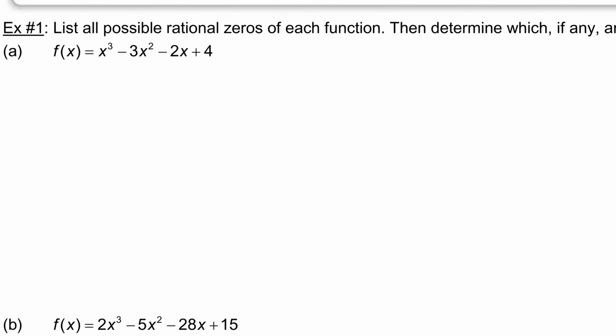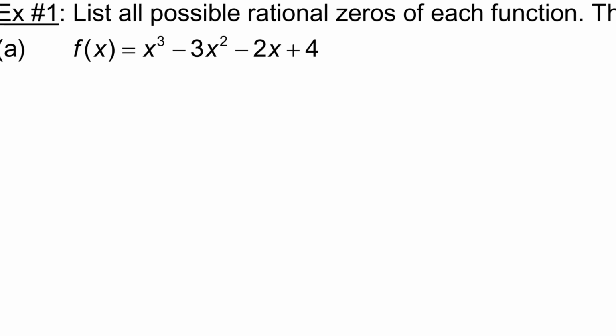So, let's identify what P is in this polynomial function. You may recognize it. It's the question I gave you. We're actually going to figure out what the possible rational zeros of the function are. So, P is the integer factor of the constant term. P is your constant. Q is the integer factor of the leading coefficient. So Q is the coefficient of your leading term. List all possible zeros of each function, then determine which, if any, are zeros.